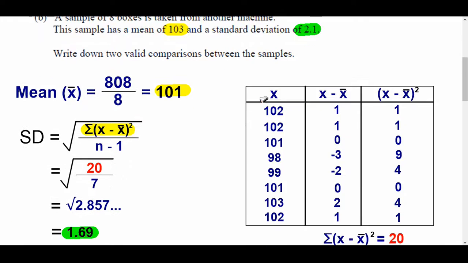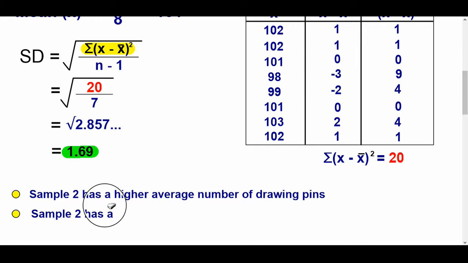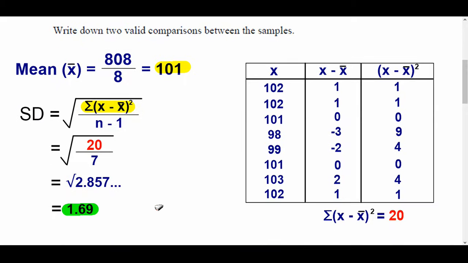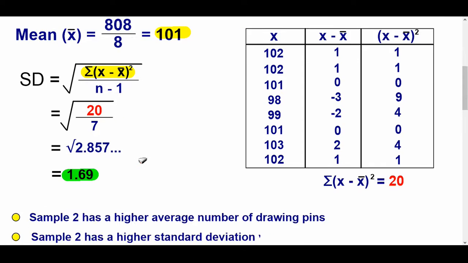Sample 2's standard deviation is higher as well. So sample 2 has a higher standard deviation, but the mark you will not get at that point. You need to explain what's going on. What does a higher standard deviation mean? Now a higher standard deviation means the data is more spread out. The difference between the largest and the smallest will be bigger than something with a smaller standard deviation.